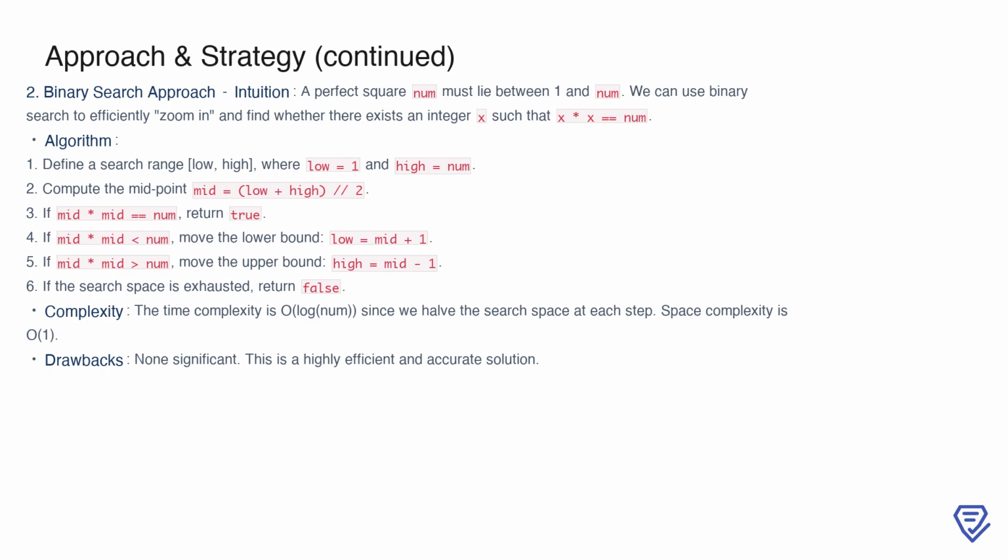If the square of the midpoint is less than number, we adjust the lower bound by setting low to mid plus 1. Otherwise, we adjust the upper bound to mid minus 1. This process continues until the search space is exhausted. The time complexity here is log(number), because the range is halved at each step, and the space complexity remains 1. With no significant drawbacks, this method offers both efficiency and accuracy.